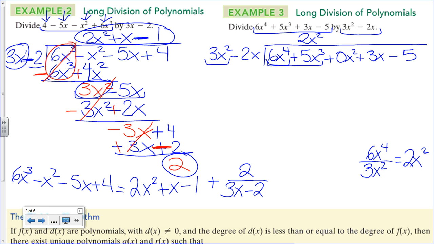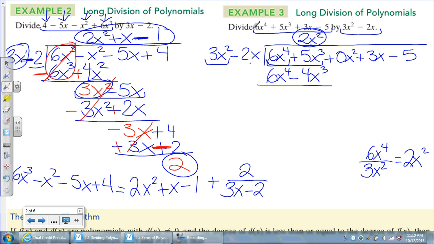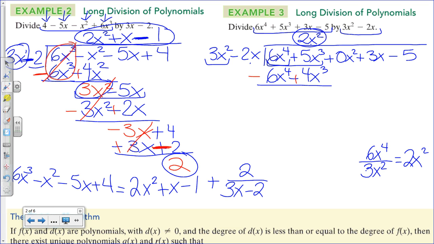Okay, so now from here, we take the first term of the quotient and multiply. So 2x squared times 3x squared is 6x to the 4. Then 2x squared times negative 2x will be negative 4x cubed. And then we all know we have to subtract, so we change the signs. Here, they're opposite, so they cancel or go to 0. Then we have 5x cubed plus 4x cubed, that will be positive 9x cubed. If you guys see that I make a mistake, please let me know.